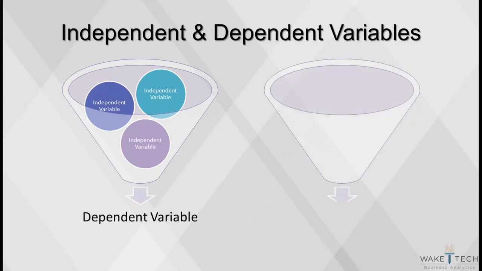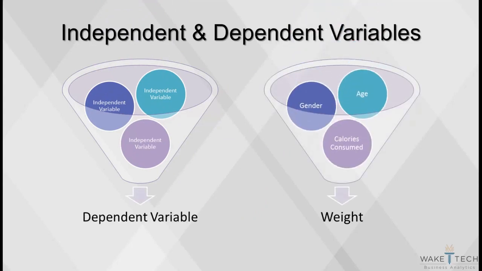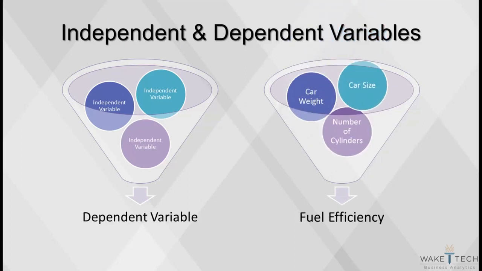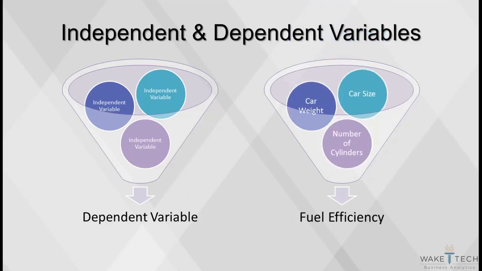For example, a person's weight could be a function of age, gender, and calories consumed. Fuel efficiency is a function of features such as car size, weight, and number of cylinders. Restaurant ratings are a function of food quality, ambiance, and service.